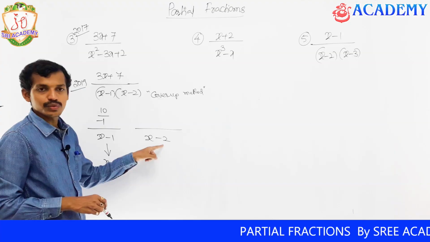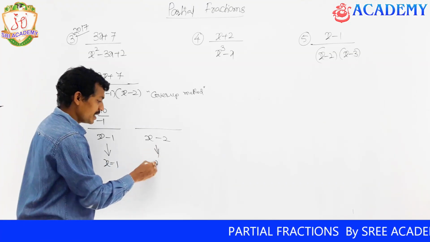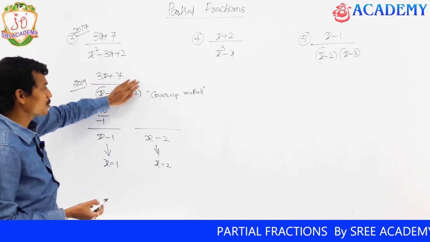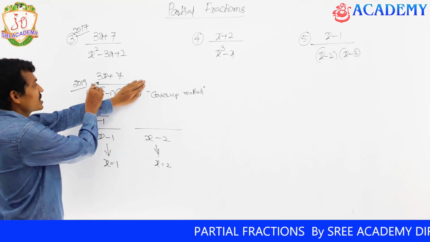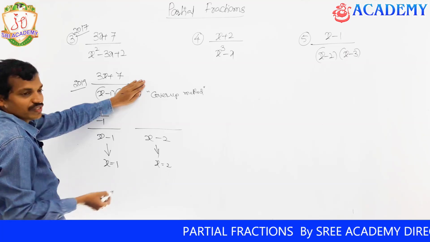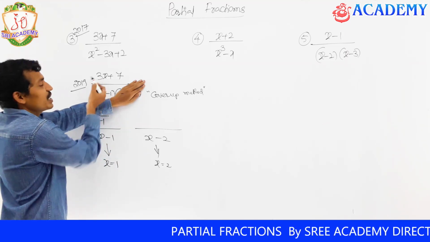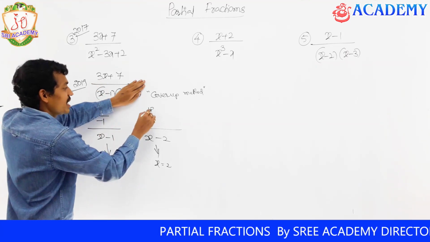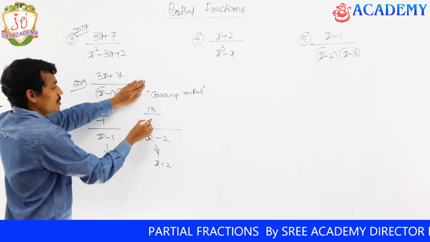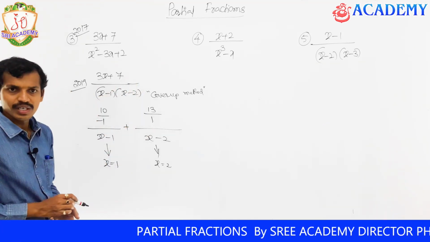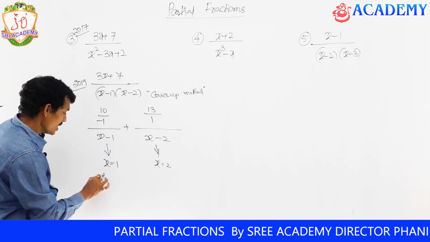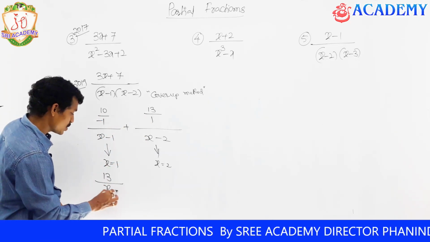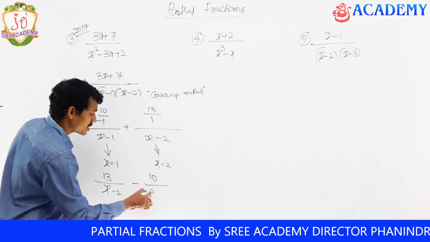x minus 2, where is it eliminated? x equal to 2. Once again, we have to cover it. The remaining function is 3x plus 7 divided by x minus 1. There you substitute x equal to 2: 3 into 2, 6 plus 7, 13 divided by 2 minus 1, 1. This is plus. Sometimes the option is going to be like this: 13 divided by x minus 2 minus 10 divided by x minus 1.